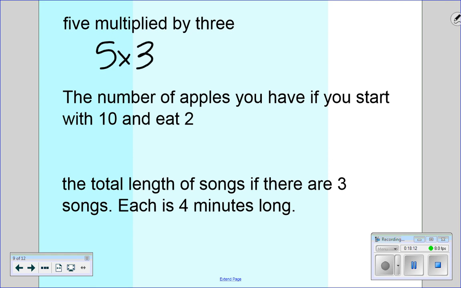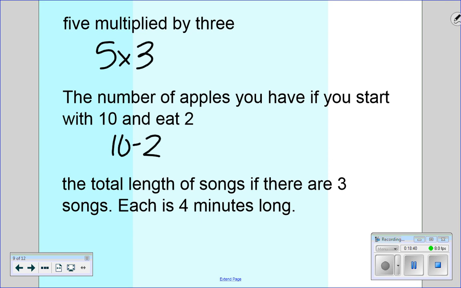Yep, they're just giving you a sentence, and you write it in the format with words and numbers and letters. So the number of apples you have, if you start with 10 and eat 2, what would that look like to solve that problem, Nevaeh? 10 minus 2. See how simple that is? Okay, and also look for keywords. The keywords of that one are: if you start with, and eat 2. Eat would have been your keyword there.